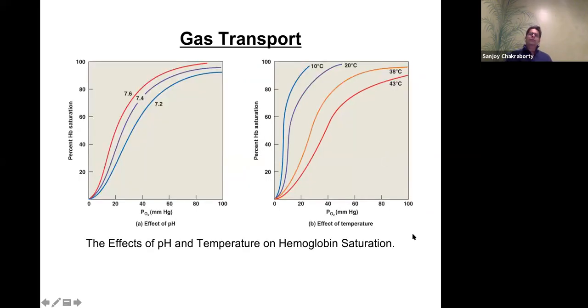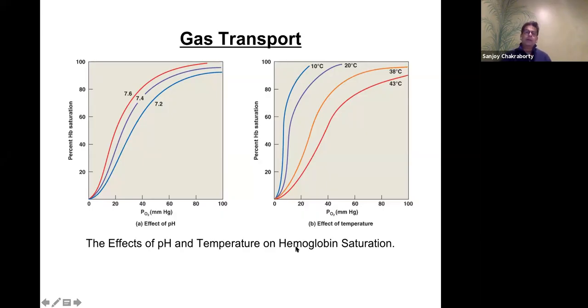Also, there are two more factors that directly influence the binding of the gas: pH and temperature. When the pH is low, the binding is low. Higher pH, binding is high. Remember, more this side is more binding, this is more release. So lower pH, low binding; higher pH, high binding. It is the opposite in the case of temperature: higher temperature, low binding; lower temperature, higher binding.